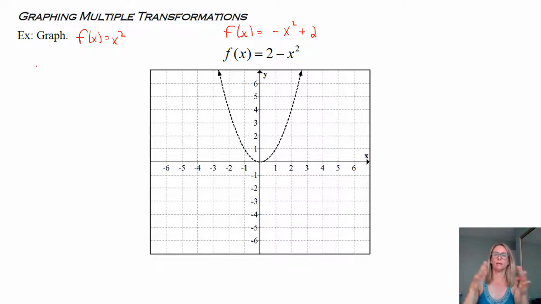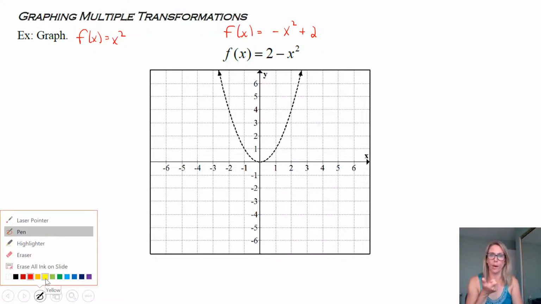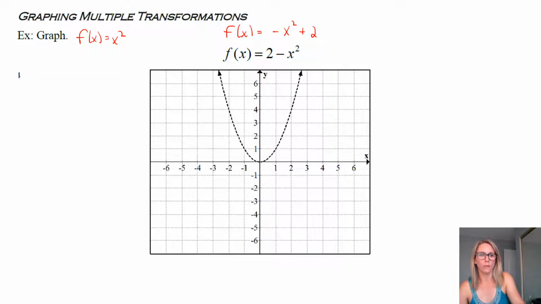Usually we work from in to out. So if I were to do this, I would first ask, is there anything inside with the square? But I don't have anything inside with the square. The first thing that I see is this negative in front of the x squared. So the first thing I'm going to notice is that I should have a reflection over the x-axis, because there's a negative on the outside.